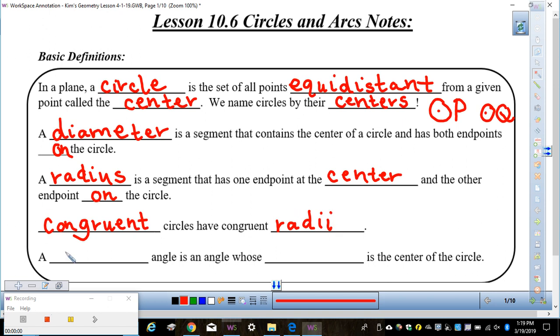And last but not least, a central angle, we're going to be talking about central angles quite a bit, is an angle whose vertex is at the center of the circle. So make sure you have all of these blanks filled in before we move on to the diagram down below.